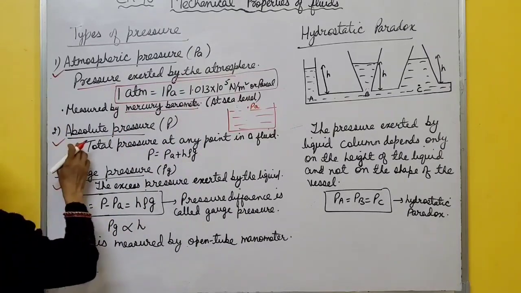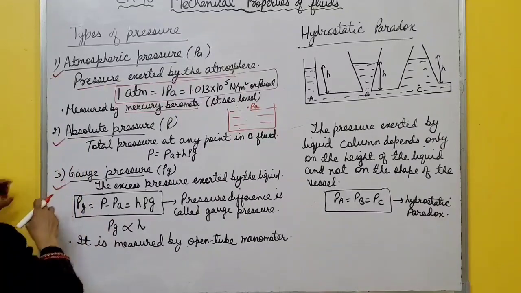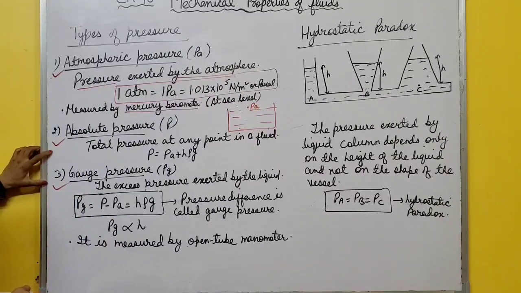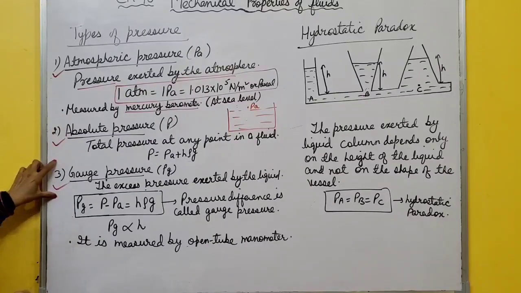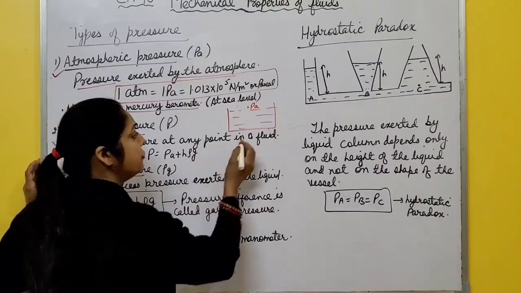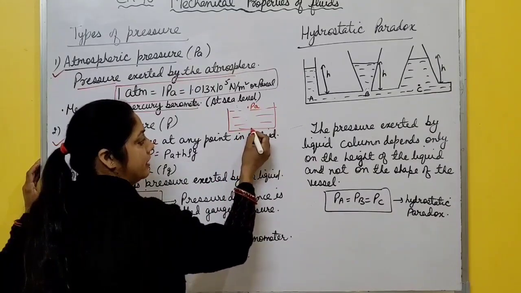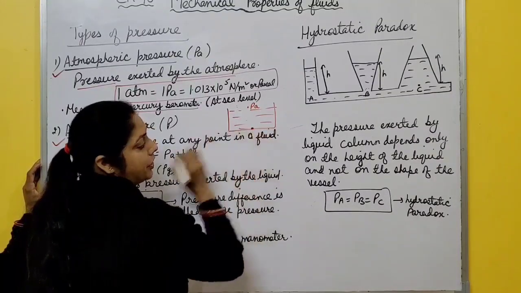Next is absolute pressure and gauge pressure. Students mainly confuse between these two types of pressure. What is absolute pressure and then gauge pressure? Suppose you want to find the pressure at any point inside the liquid, suppose at the bottom of this point.